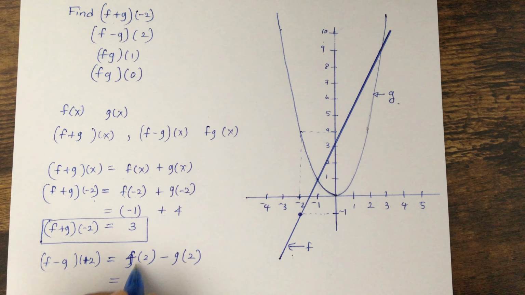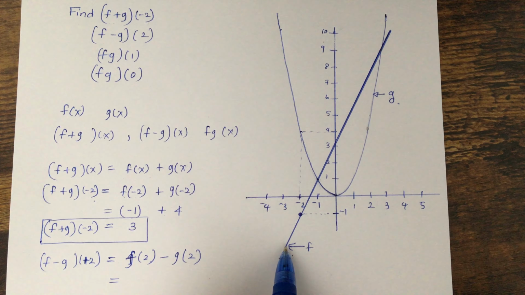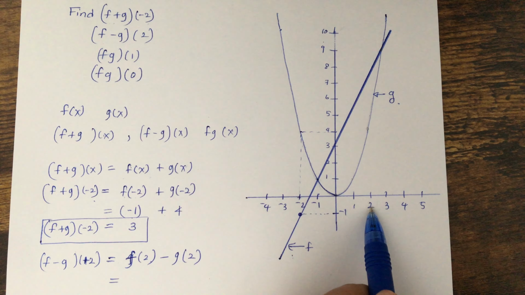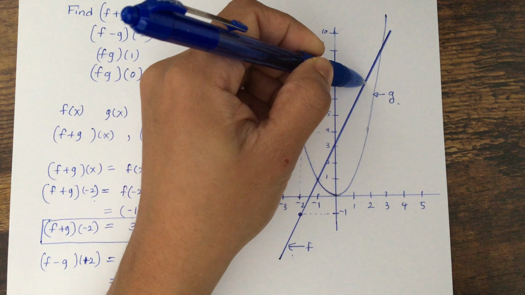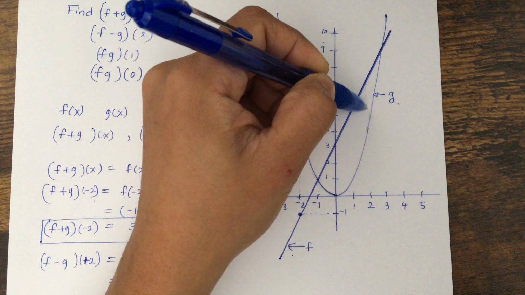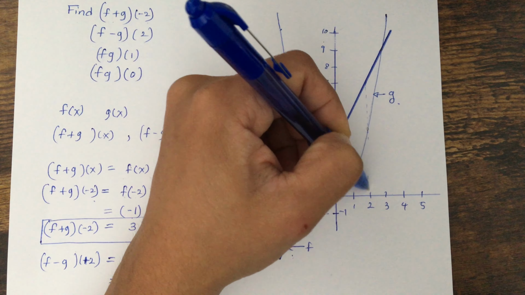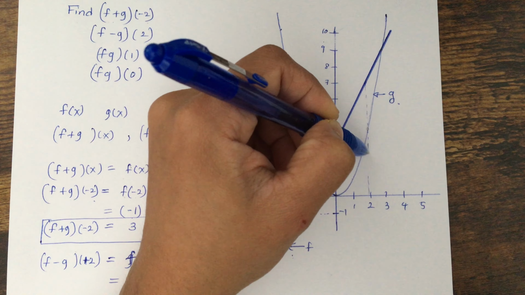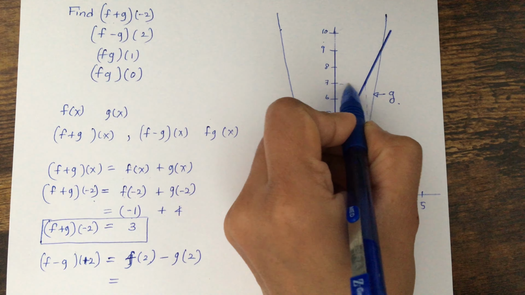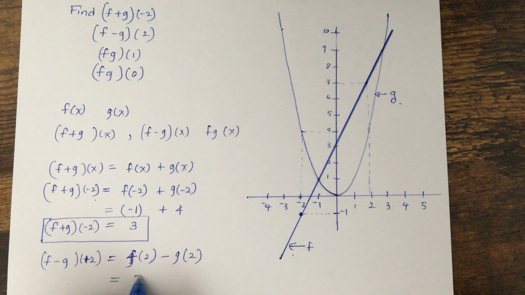Okay, so here f of 2, my f function is the linear function. F of 2 means x equals 2. So you have to look at the value here, which is 7, right? At x equals 2 on the linear function. So we have to look at this linear function. So it is 7. Okay? So it is 7 minus g of 2.